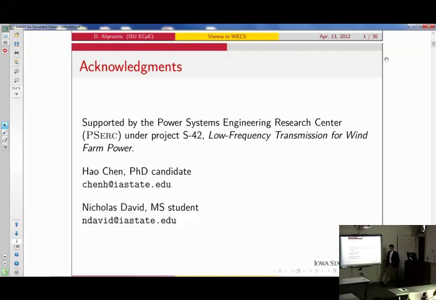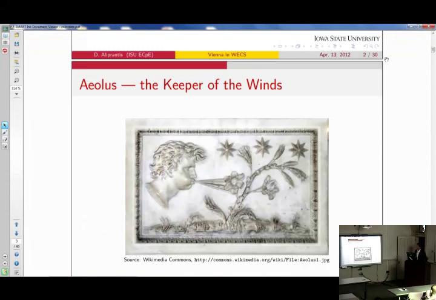So, in case you were wondering about my accent, it's because I'm from Greece. And the reason I'm here is because in Greece, we invented the wind. We actually did. We invented wind. If you've seen the movie My Big Fat Greek Wedding, you probably know about this already. So Aeolus was the god of winds, the keeper of the winds.